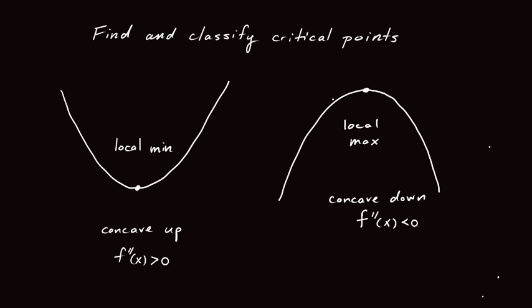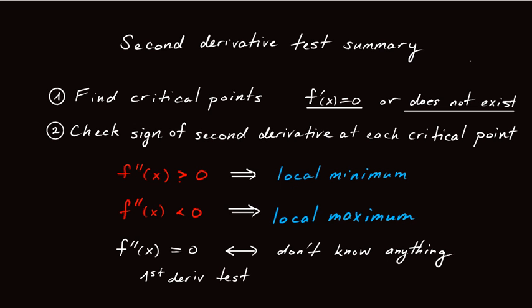On the other hand, if you have a local maximum, then we have something that's concave down, and so the second derivative is negative. So we're going to use these ideas to formulate what's called the second derivative test. The second derivative test is a way of finding critical points and classifying them.